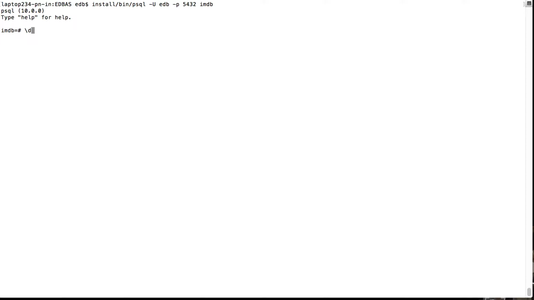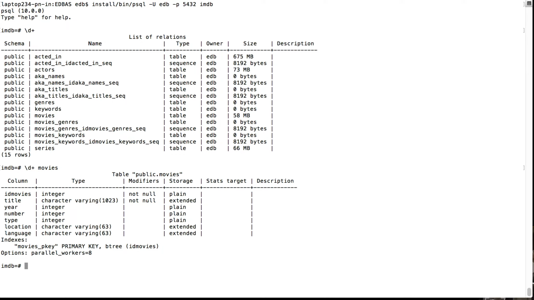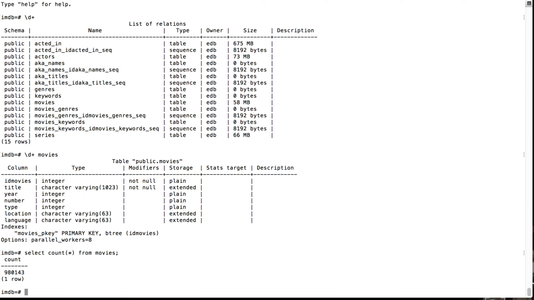Let's have a look at what tables are stored in this particular database. There are quite a few. I am interested in this particular table, movies. Okay, so it has different types of columns. It has 7 columns in total. Time to fire some queries. Let's have a look at how many rows there are in total in this table. Okay, that's quite a lot.